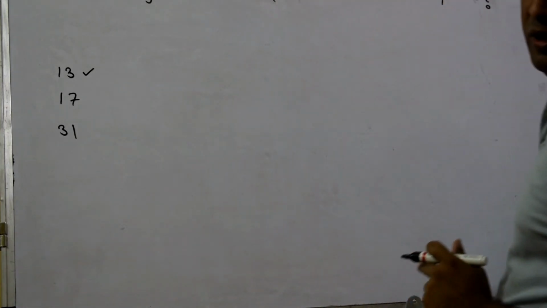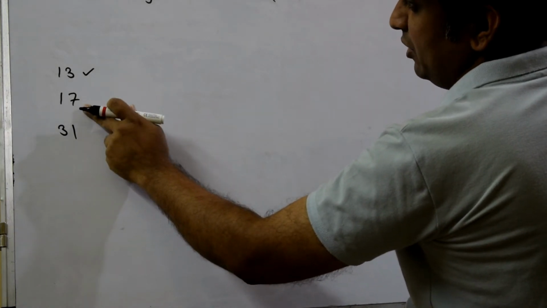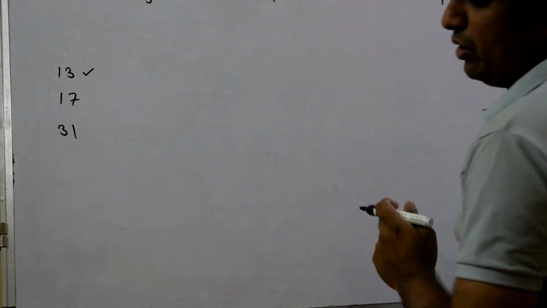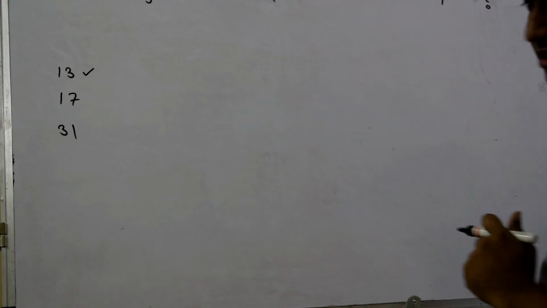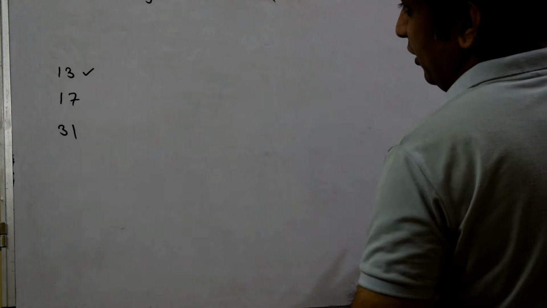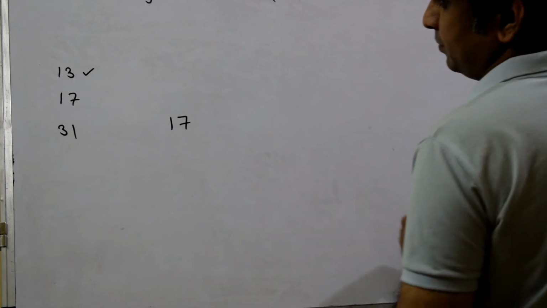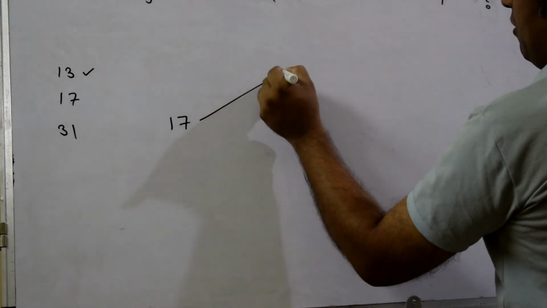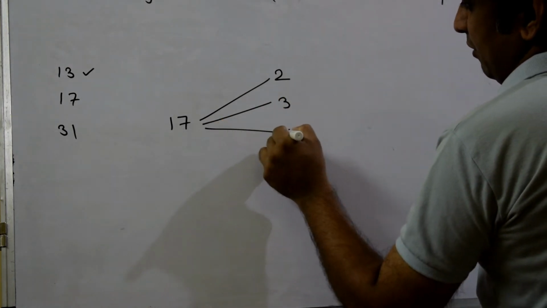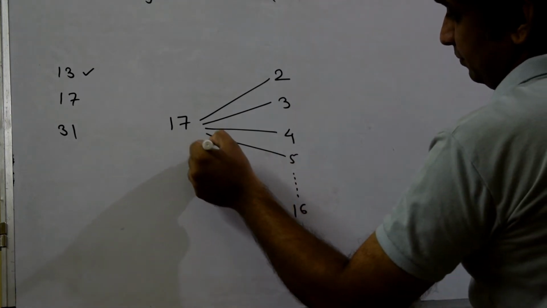For 17, I need to check the remainder of the division from 2 to 16: 17 with 2, 17 with 3, 17 with 4, up till 17 with 16. For 31, same thing, I need to check the remainder from 2 to 30. So let's take the example of 17. I will first divide 17 with 2, then 17 with 3, then 17 with 4, then 5, up till 16.